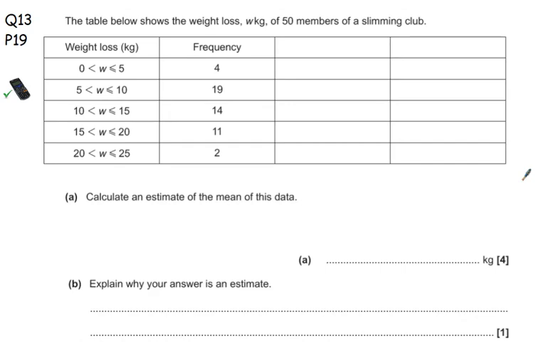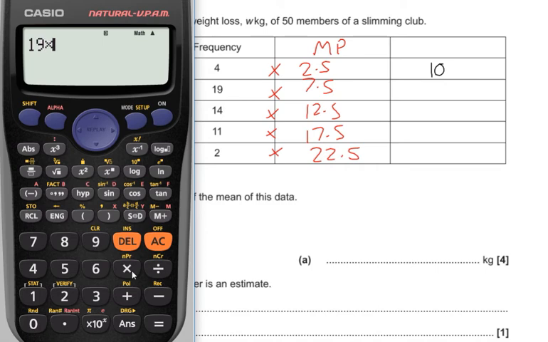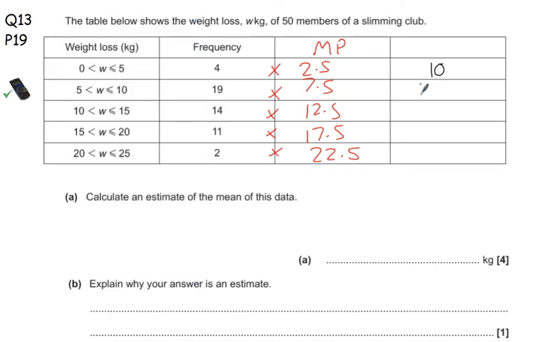The table shows the weight loss of 50 members of a swimming club. Calculate an estimate for the mean. So we need midpoints: 2.5, 7.5, 12.5, 17.5, and 22.5. We multiply each of these by the frequency. So 10, 19 times 7.5 is 142.5.